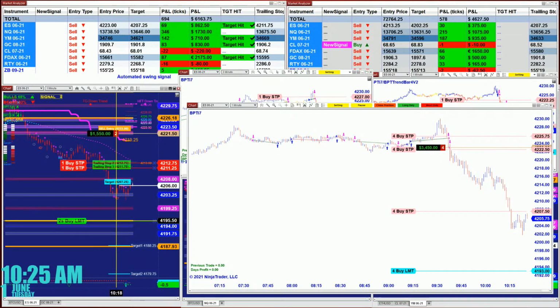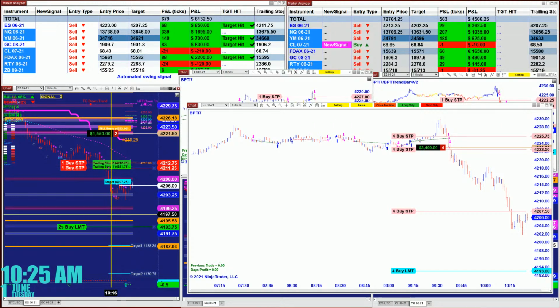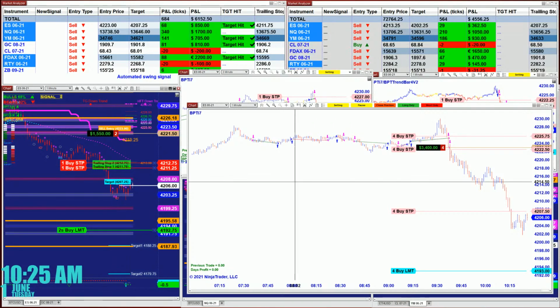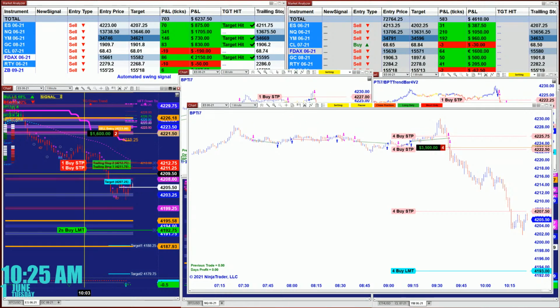But what I have done, I have expanded the target. It is a habit for me. When the market is going in my direction, I override the auto trade. This is a totally different auto trade than this one here. This one here is an auto trade called TI7 for NinjaTrader 8. This one here is a signal entry.